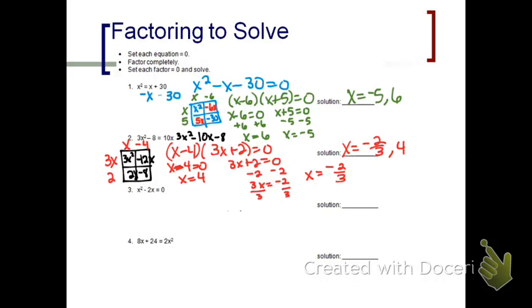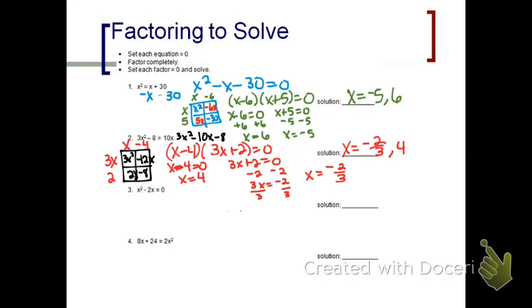Notice I always put those in order from least to greatest. That is not something you have to do. It's just a common thing a lot of people do. So where would this cross the x-axis? Negative 2/3 and 4. Okay, those would be my x-intercepts.